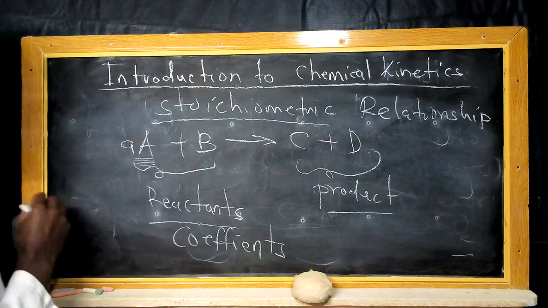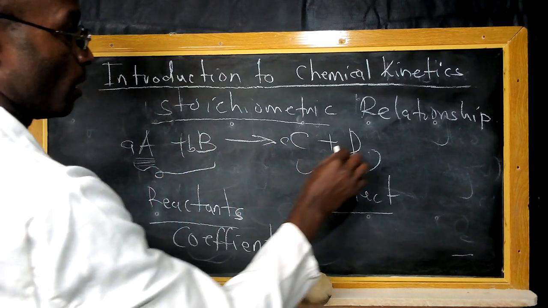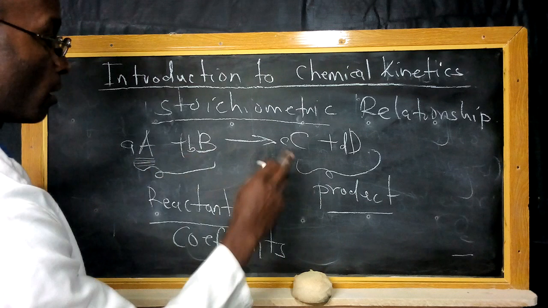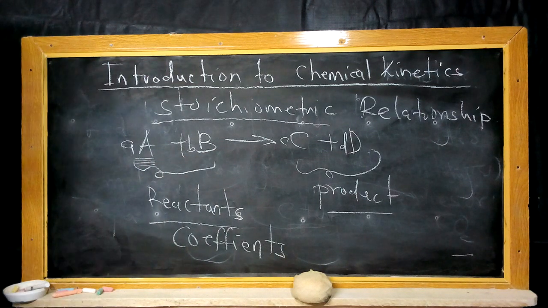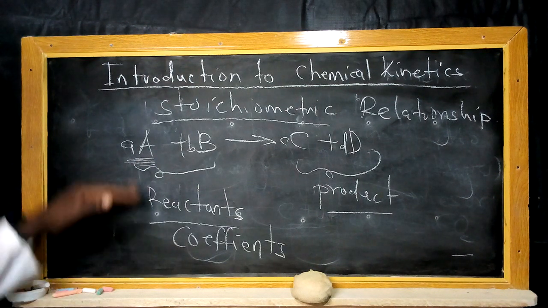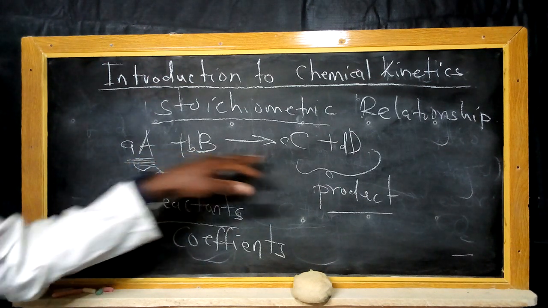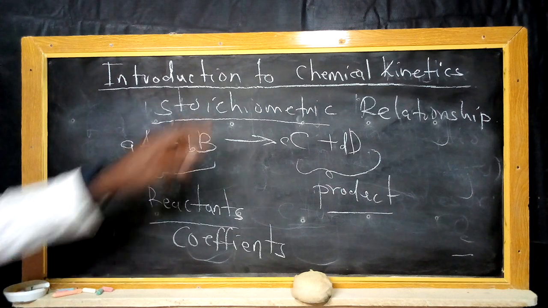Maybe for instance, I can use A for that, B for that, C for that, and lowercase d for that. All these lowercase letters represent what we call the reaction and the product coefficients. So they denote the number or the volumes of the reacting species and the product side. The relationship between the volumes of the reactants and the product side is what specifically we refer to as stoichiometry.